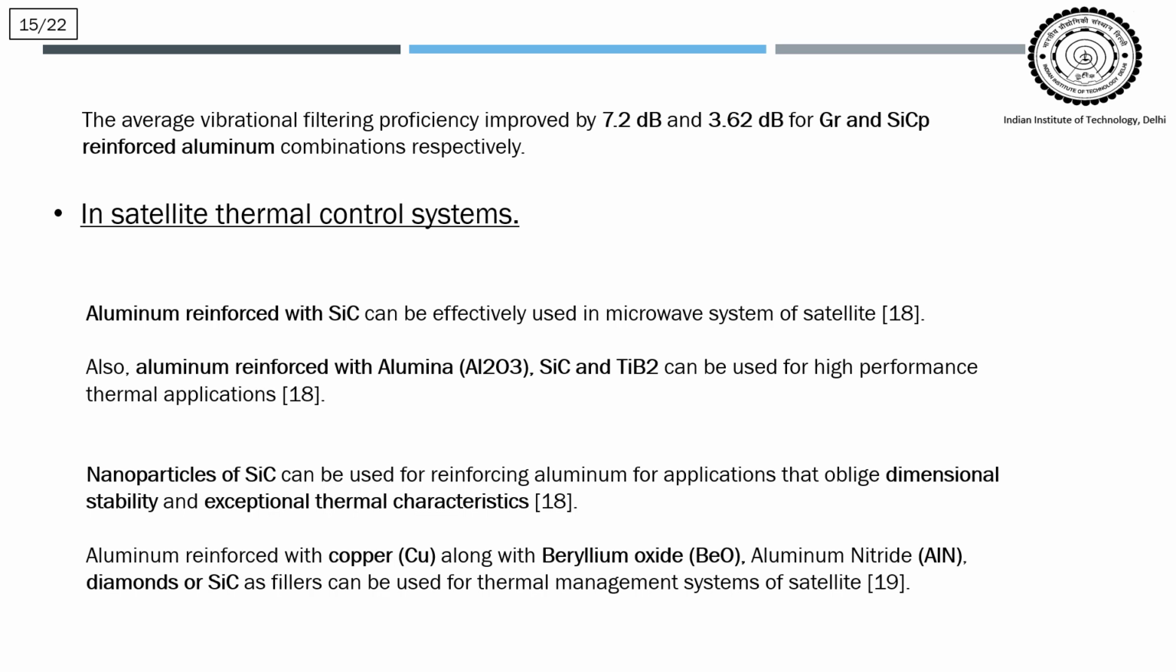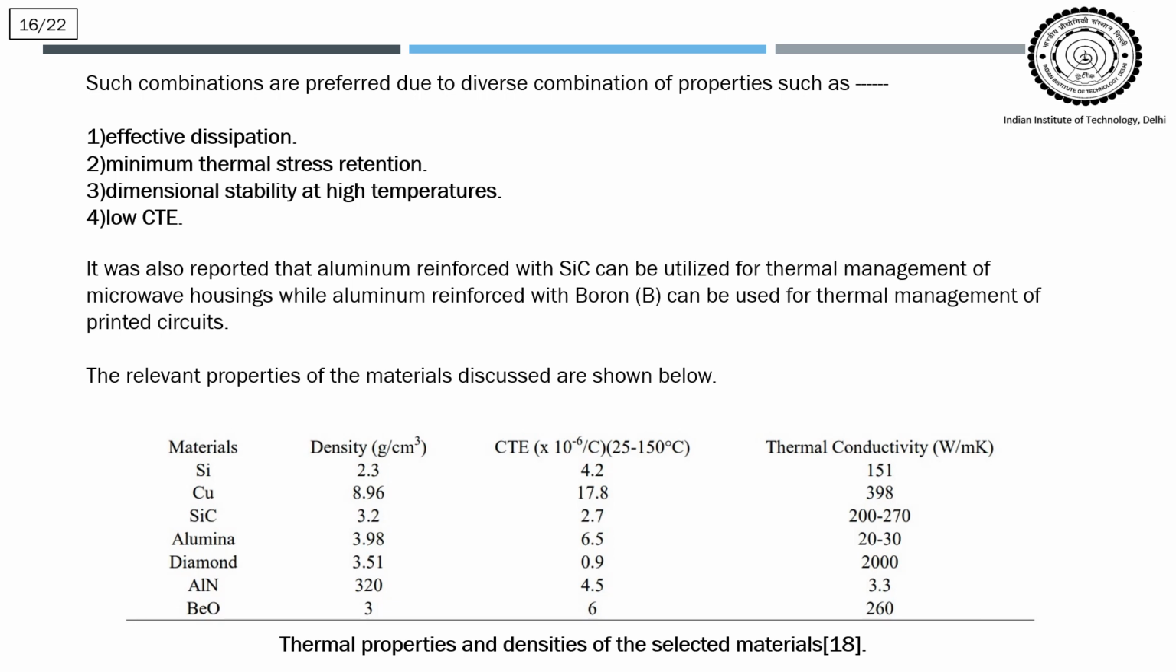Next, in satellite thermal control systems. In microwave systems of the satellite, aluminum reinforced with silicon carbide can be used. For high performance thermal applications, aluminum reinforced with alumina, silicon carbide, and tungsten bromide can be used. For those applications which require exceptional thermal characteristics and dimensional stability, nanoparticles of silicon carbide can be used for reinforcing the aluminum. These combinations were preferred due to their diverse properties such as effective dissipation, minimum thermal stress retention, low coefficient of thermal expansion, etc.